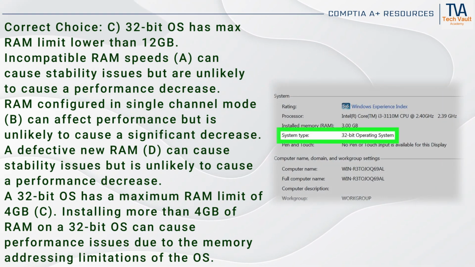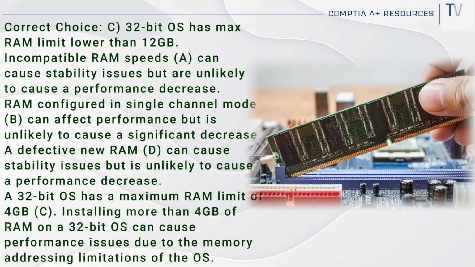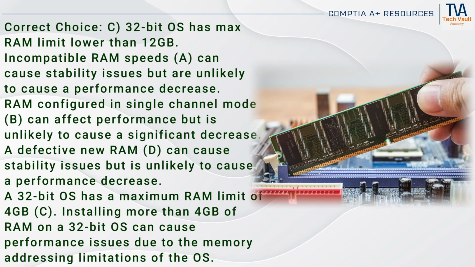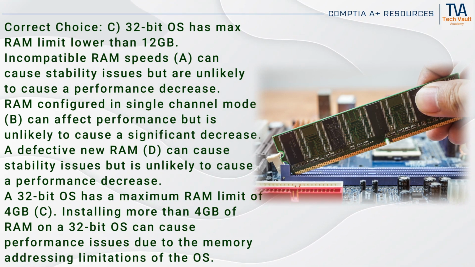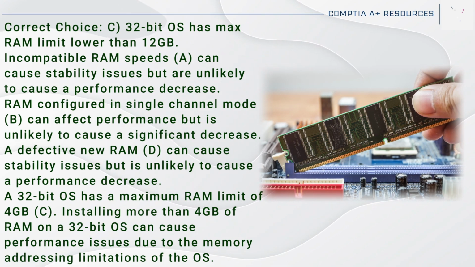A 32-bit OS has a maximum RAM limit of 4 GB, C. Installing more than 4 GB of RAM on a 32-bit OS can cause performance issues due to the memory addressing limitations of the OS.